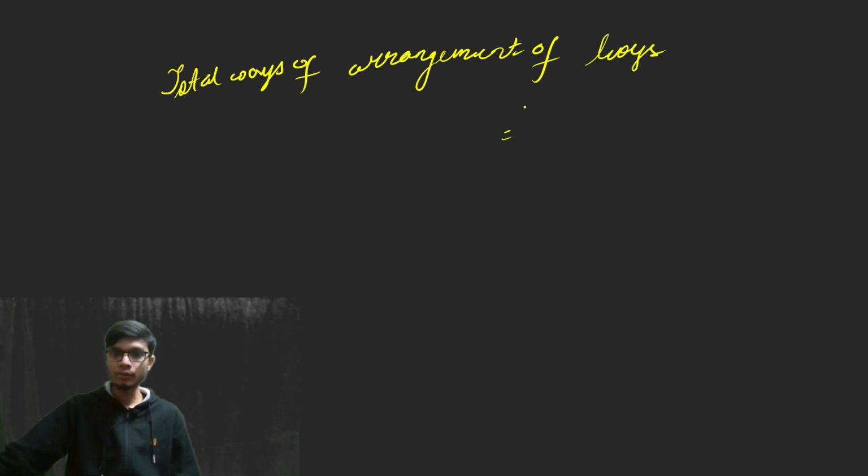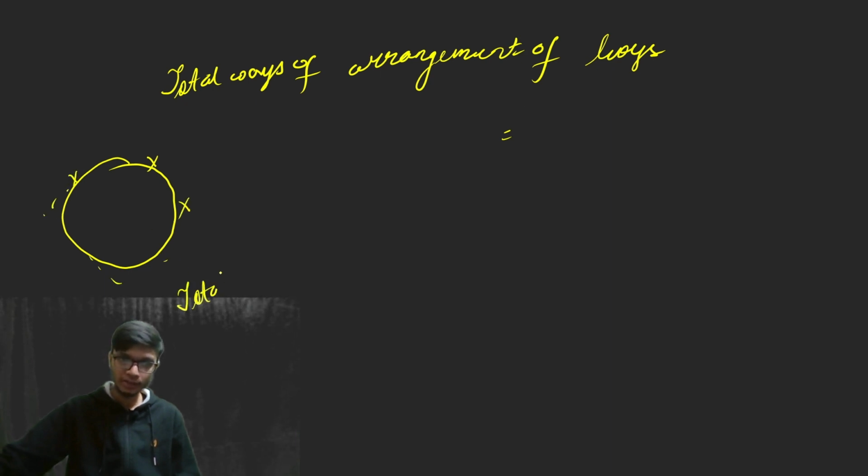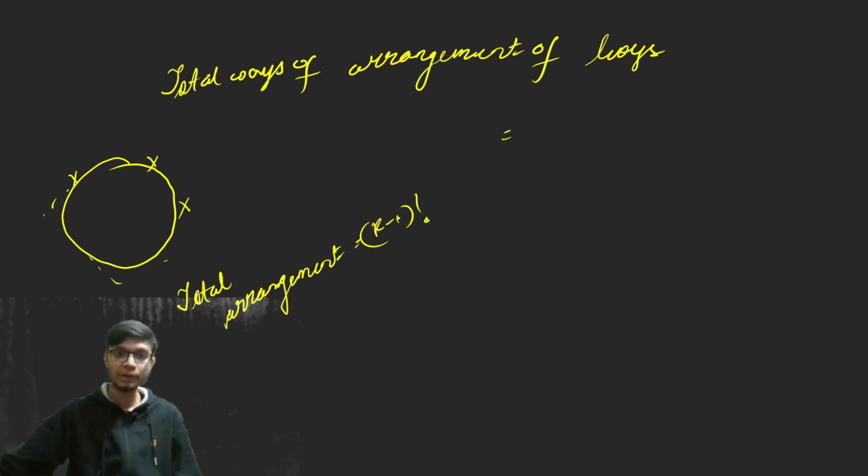So if you look at the total number of ways of arrangement of the boys, again, this is a concept of circular permutation. In a circular arrangement, if there are k identical objects, the total arrangements are basically k minus 1 factorial, because the very first object is gone.